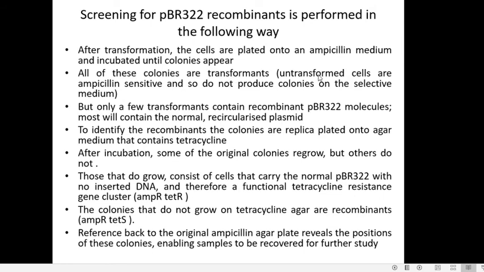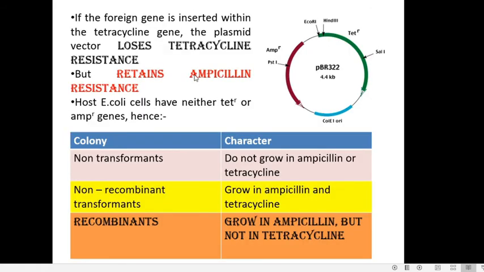The non-transformed cells are ampicillin sensitive, so they do not produce colonies on the selected medium. Now we come to the colonies. Among these colonies, there will be some formed from the non-recombinant cells and there will be some formed from the recombinant cells. You only want the colonies formed from the recombinant cells.